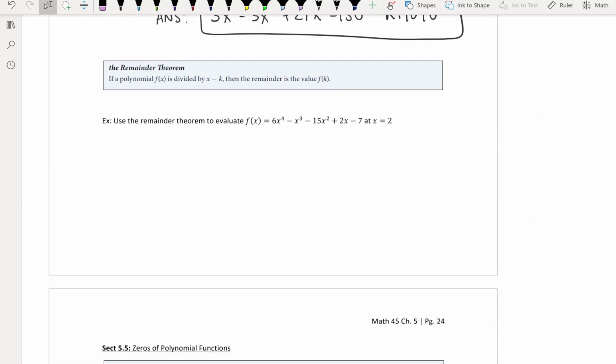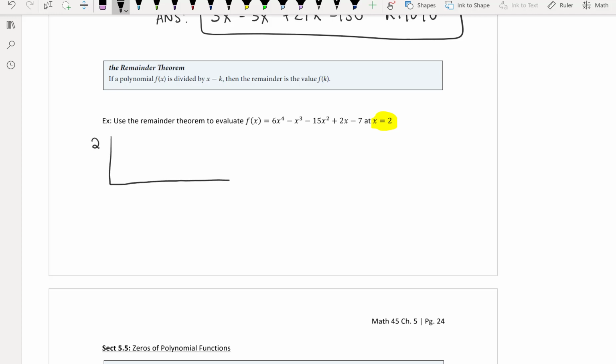Now we have something called the remainder theorem. It says if a polynomial f of x is divided by x minus k, then the remainder is the value f of k. Okay, so let's think about this. It says, use the remainder theorem to evaluate this polynomial at x is equal to 2. So it's telling us specifically that x is equal to 2. So perfect, I know I'm going to use my synthetic division. So here we go. I'm going to have my 2 on the outside.